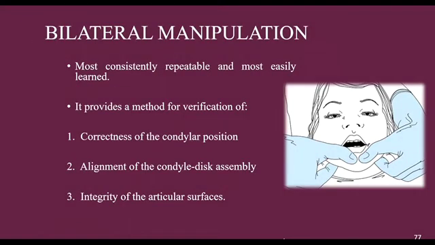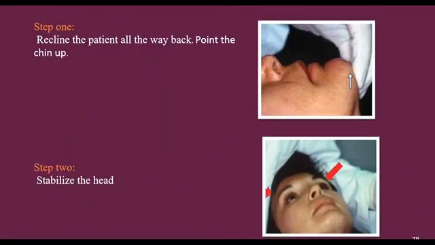Let's see the bilateral manipulation of Dawson. It is the most consistent, repeatable, and most easily learned. It provides the method of verification of correctness of the condylar position, alignment of the condylar disc assembly, and integrity of the articular surfaces. Step 1, recline the patient all the way back and point the chin up. Now the chin is pointed upward so that there is no protrusive movement.